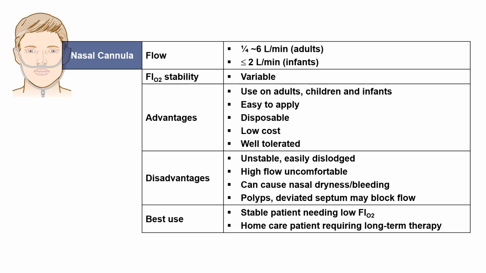As a low-flow system, the stability of the FiO2 can be variable. It can be used in all age groups, is easy to use, and is disposable. It's inexpensive and comfortable for patients. However, it can be easily dislodged from the nose, can be uncomfortable at high flows, and may cause nasal dryness or bleeding. If there are polyps or septal deviations, the flow could be blocked. Therefore, it's suitable for stable patients who require a low FiO2, or for home care patients requiring long-term therapy.